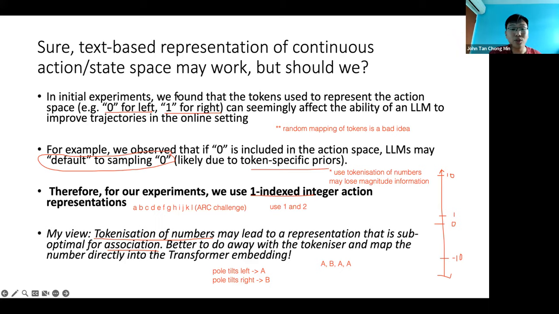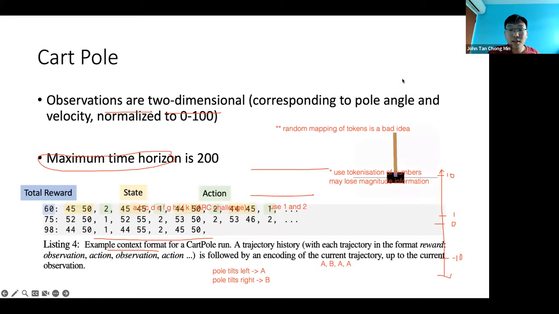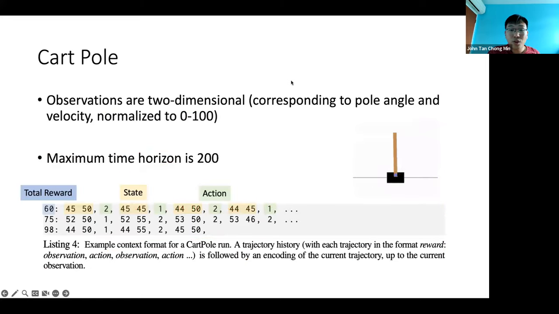So that's why I don't think you should use the tokenizer for this. You should map this whole thing into a symbol yourself. Don't use the tokenizer, because if you do, you are not guaranteed that the number won't be split up into two.